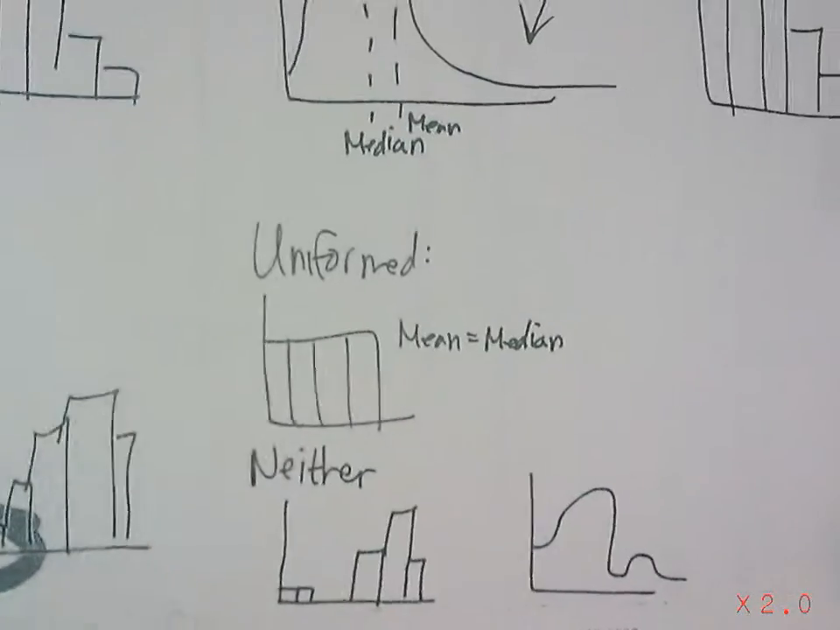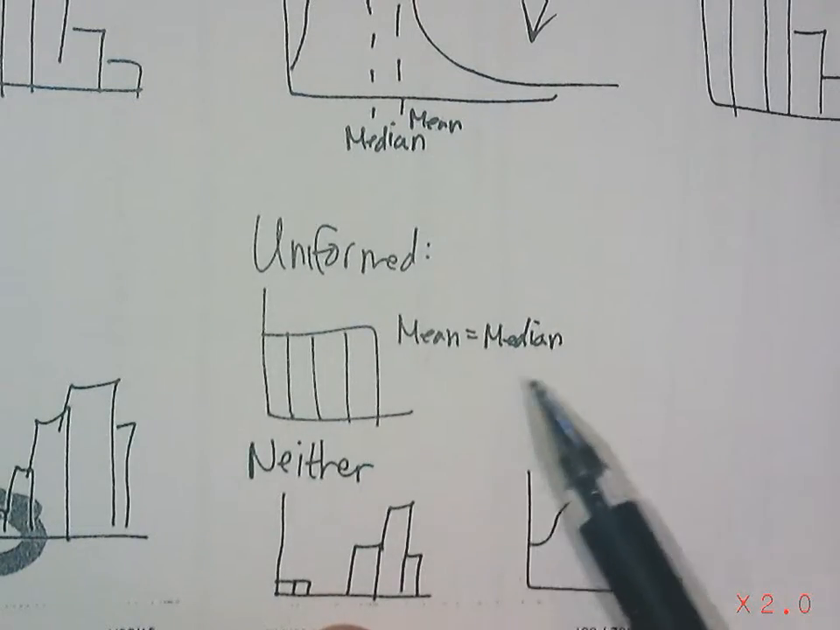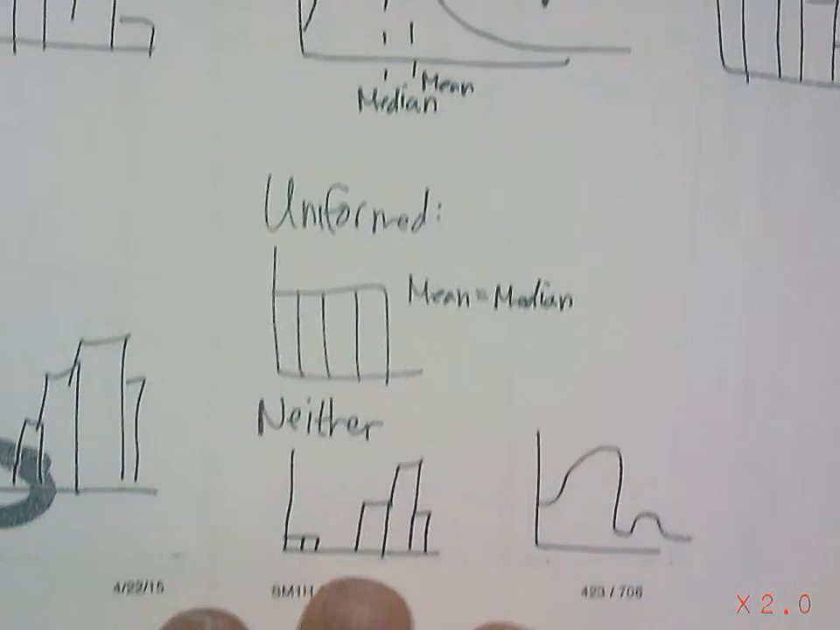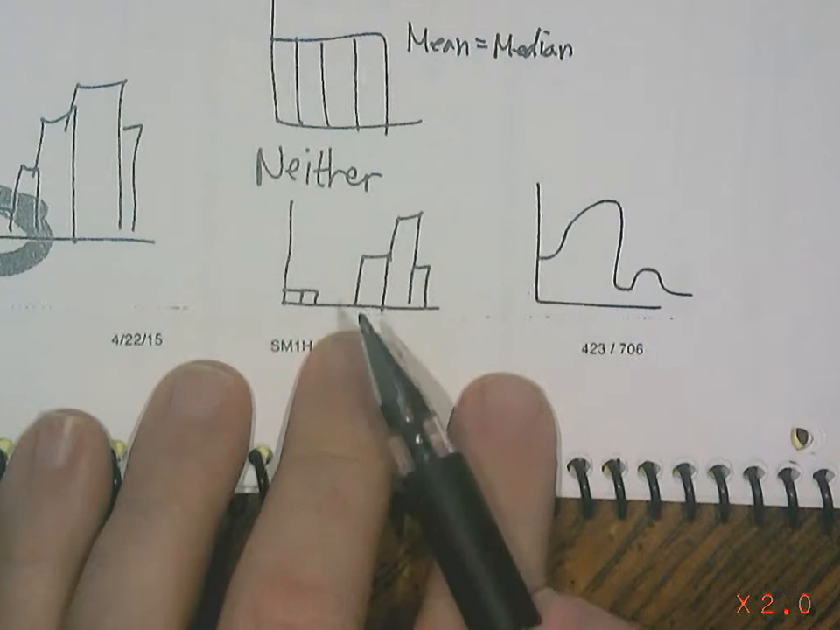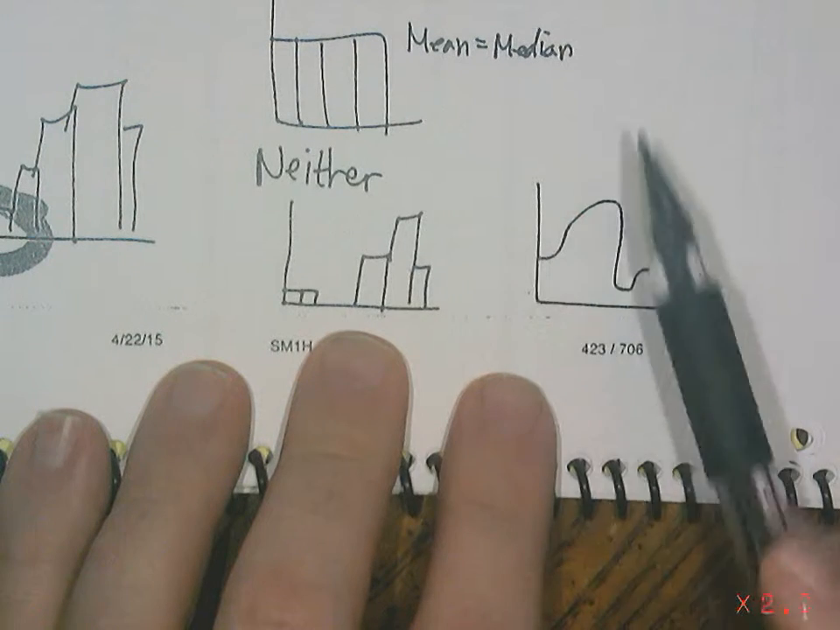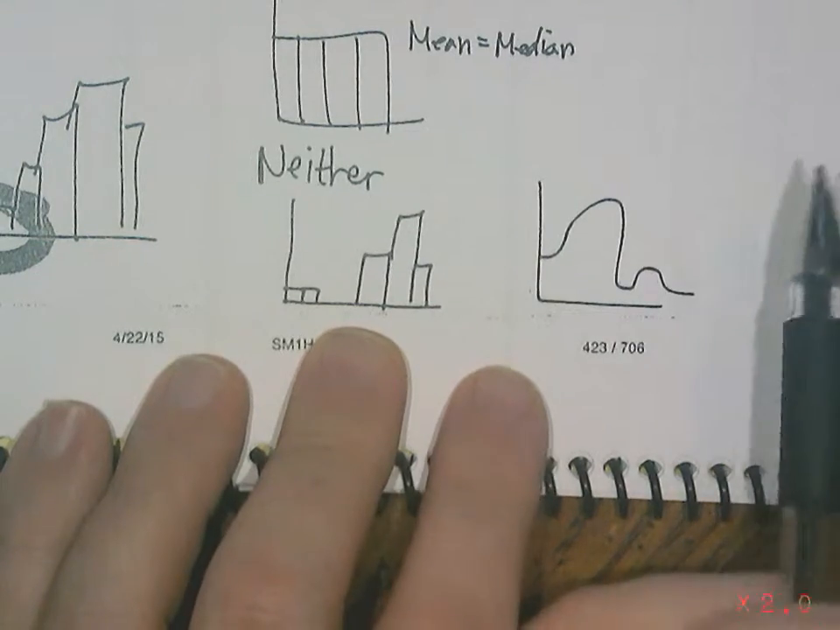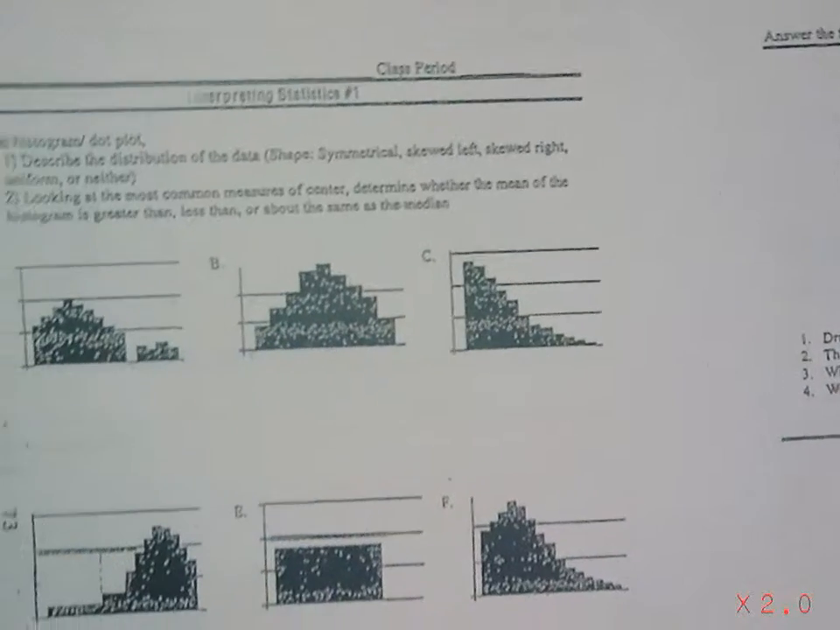Then we also have our uniform, where everything is the same. The median is the exact same as the mean. And then we have our neither, which is when we have holes or it's all over the place kind of graph. Okay? So let's look at some examples and see if we can figure out what's what.